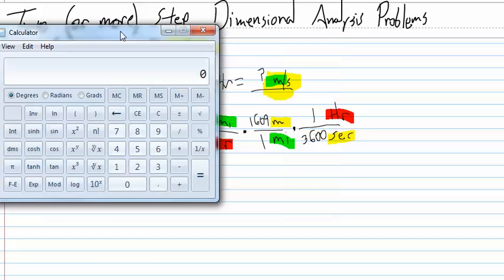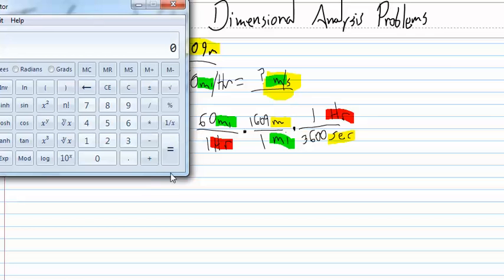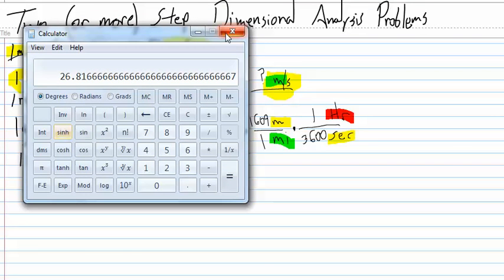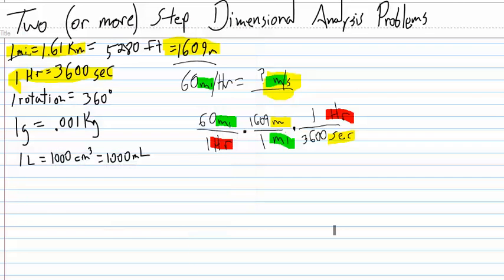Okay, so what you've got to do is multiply across the top and divide by what's on the bottom. So I've got 60 and 1609 and 1. So let's ignore the 1. So I've got 60 times 1609 equals, and then I'm going to divide by the bottom. I've got a couple of 1s I'm going to ignore, but I do have that 3,600. So I'm going to go divided by 3,600. And my answer is 26.8. So I've got 26.8 what? The only units left were meters and seconds, so it's meters per second. So there you go. That is one problem.